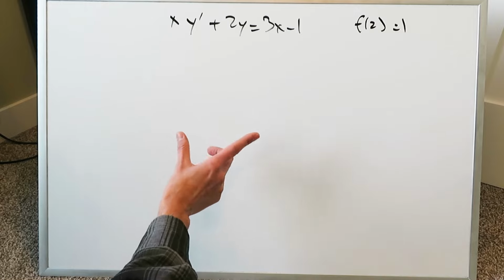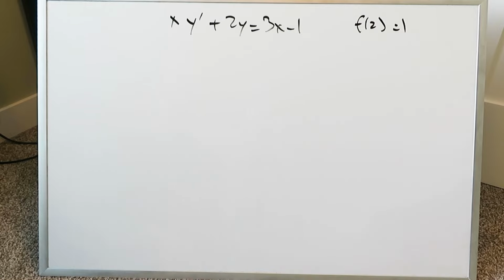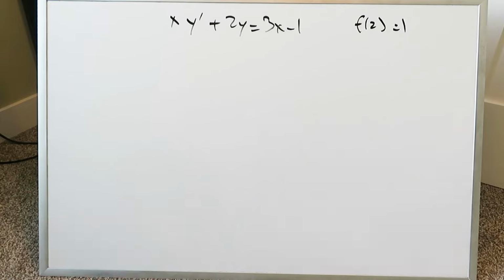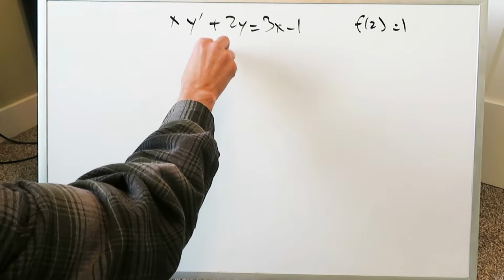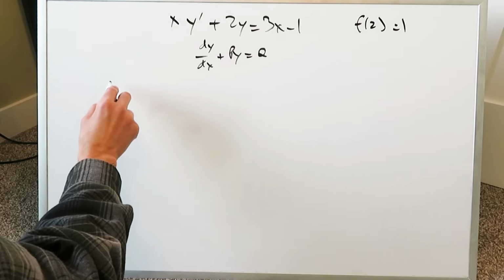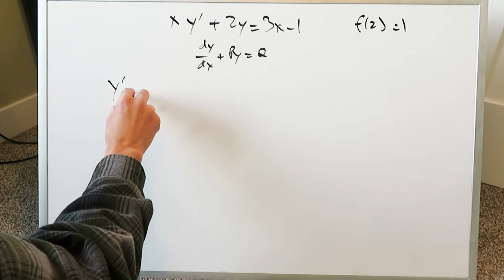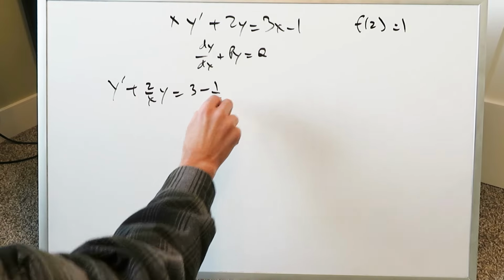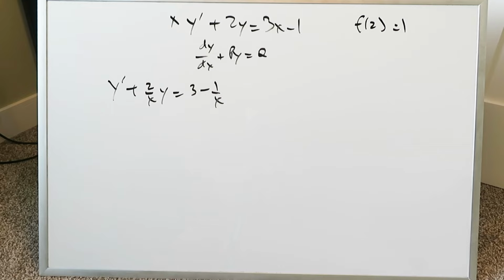The best way to start is to recognize what form you have. If you were to get rid of that x before the y prime, you would have a linear form, and you know that. So divide everything by x and you'll have y prime plus 2 over x times y is equal to 3 minus 1 over x. And that's exactly what you'll have.